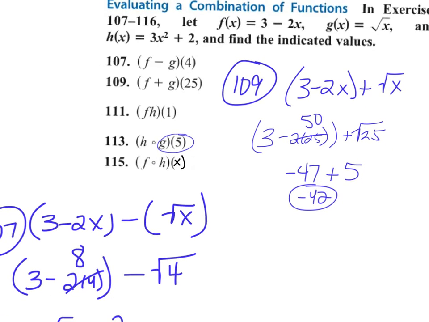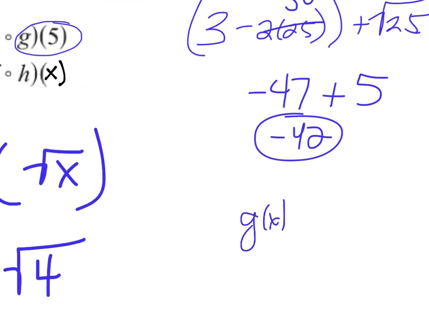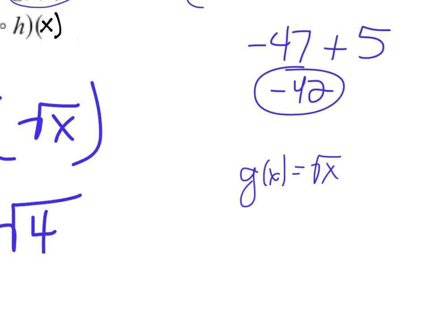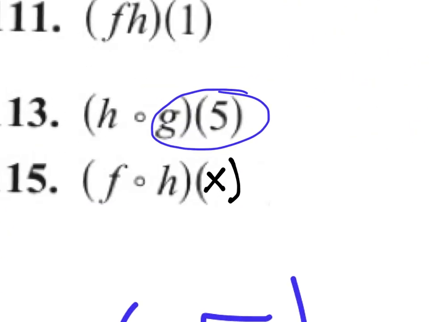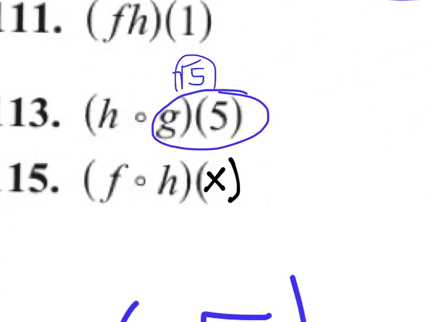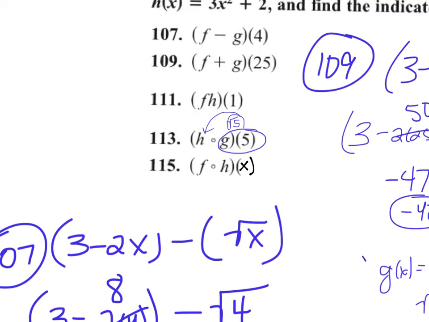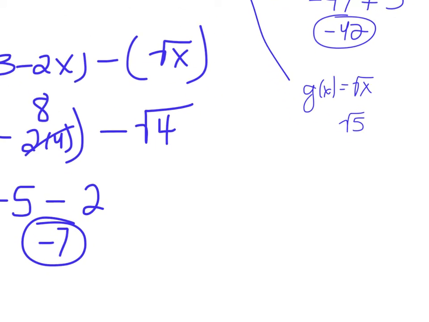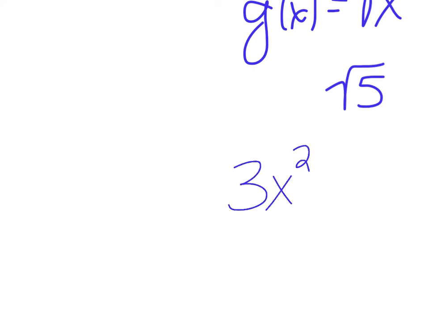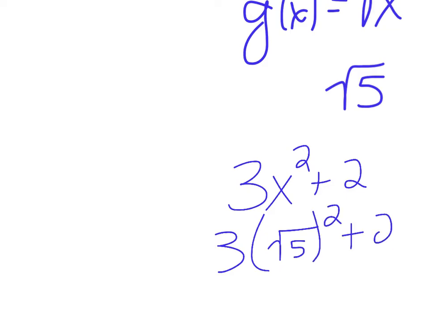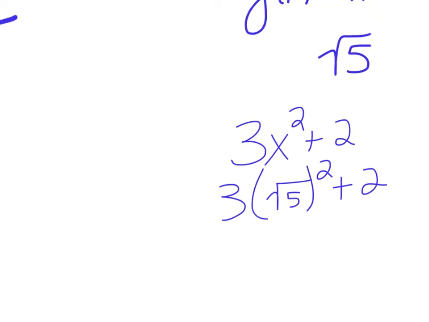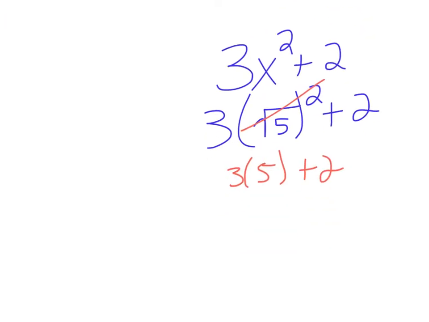So g is square root of x, yes? So when I plug in 5, I get square root of 5, correct? So now you take that answer, the square root of 5, and you plug it in to the h. So my h function is 3x squared plus 2. So I have 3 times square root of 5 squared plus 2. What happens when you square a square root? It goes away. So you just have 3 times 5 plus 2. What's 3 times 5? And 15 plus 2 is? That's it.